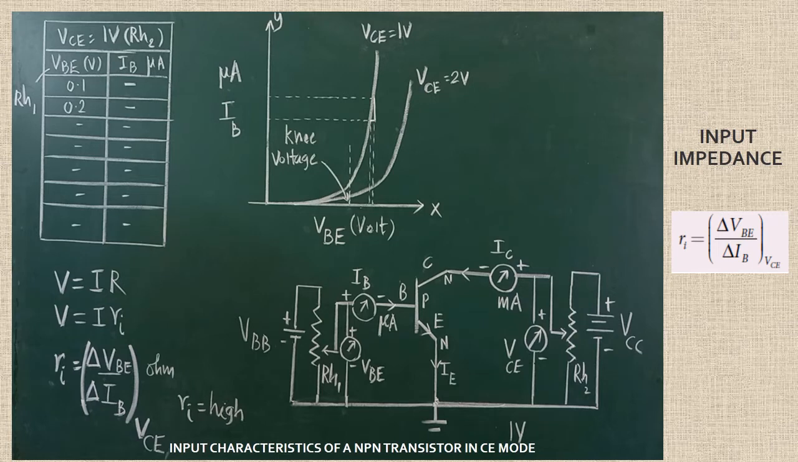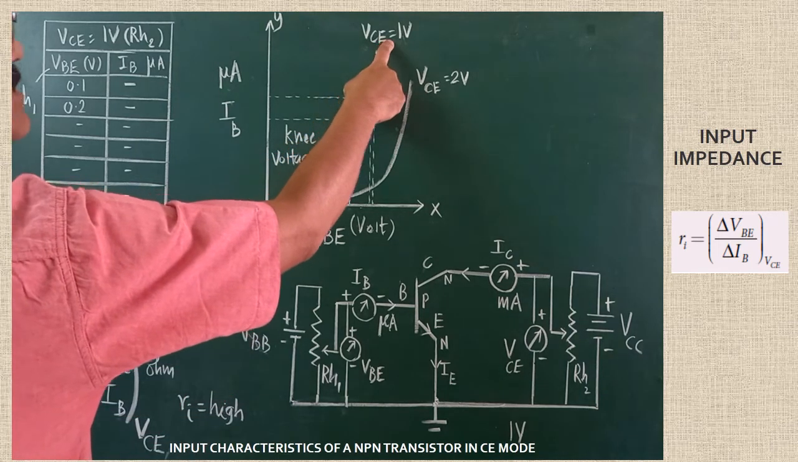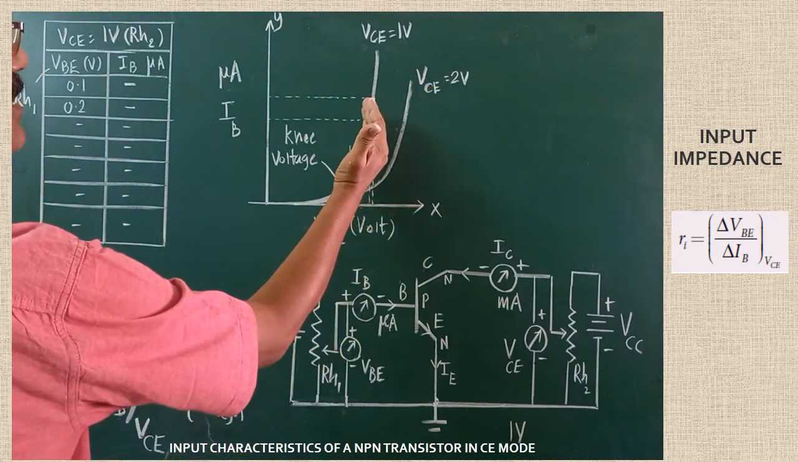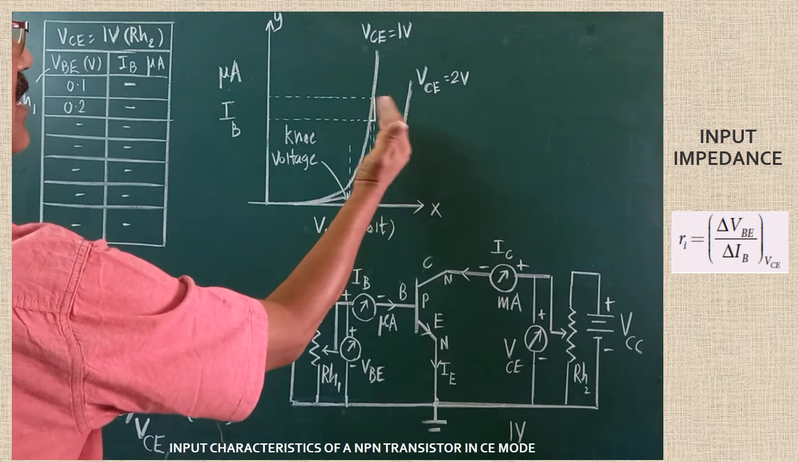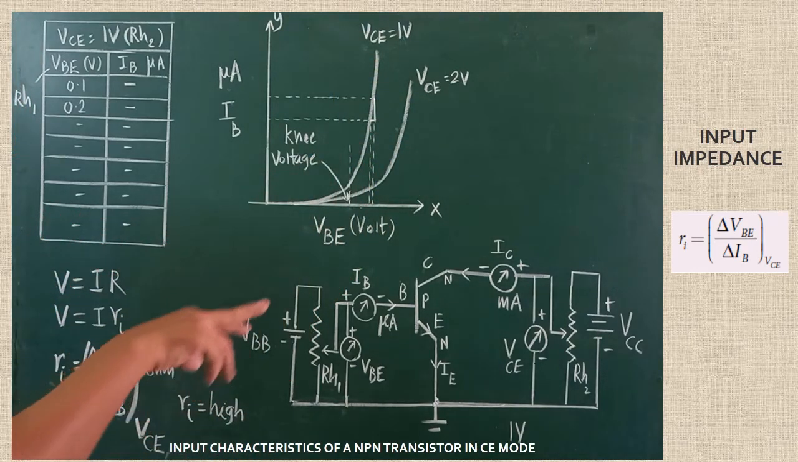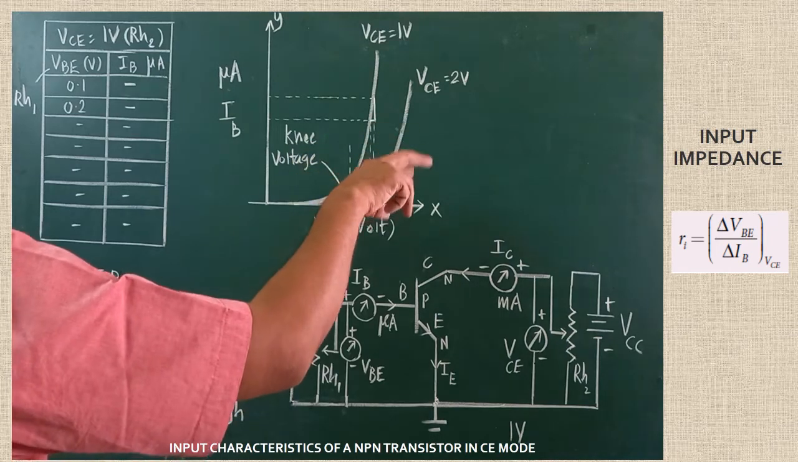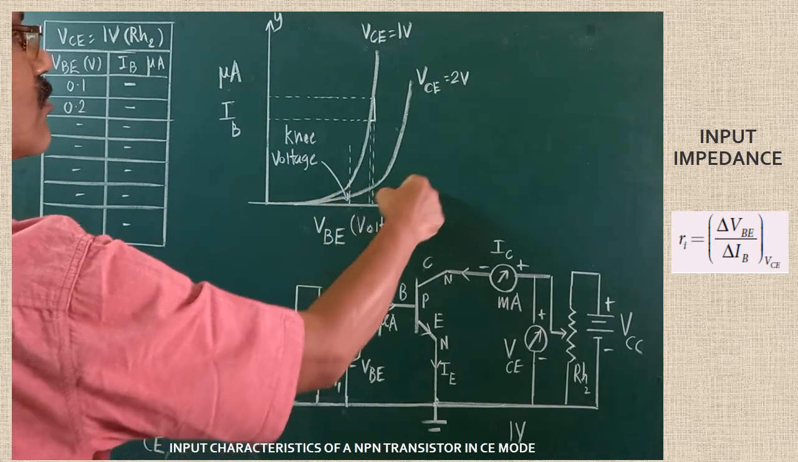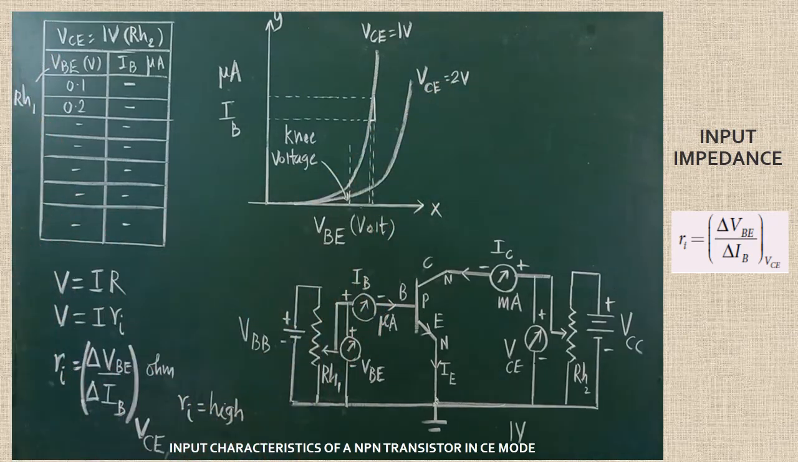Certainly some of the important 1 mark objective questions may be asked. Again I will repeat: when VCE is increased, IB decreases, and the graph is seen in the outward portion of the first one. Are you clear? If you take the reading for VCE equal to 3 volt, how will the graph be? That one will be appearing here. So these are all the important things.